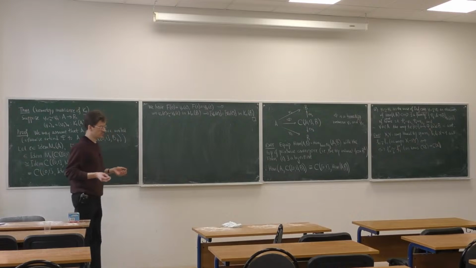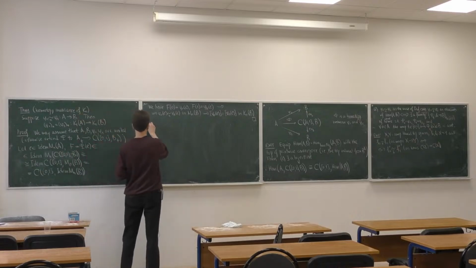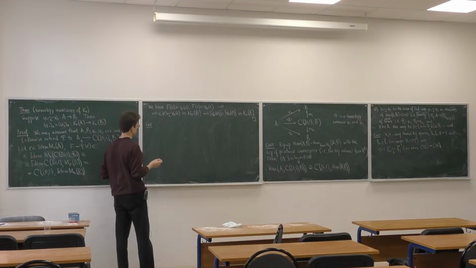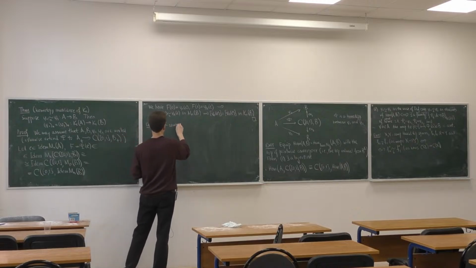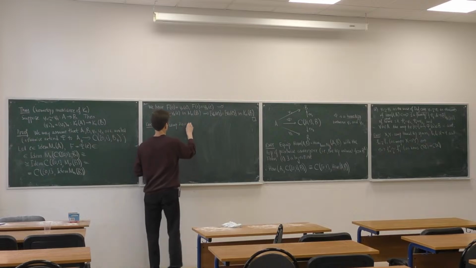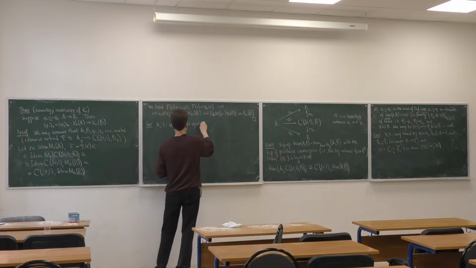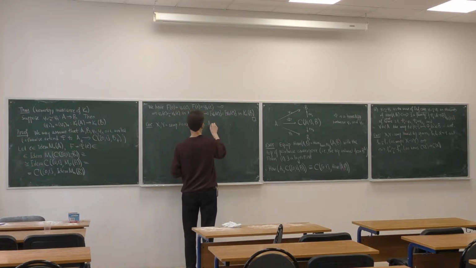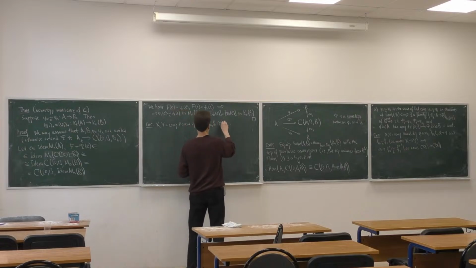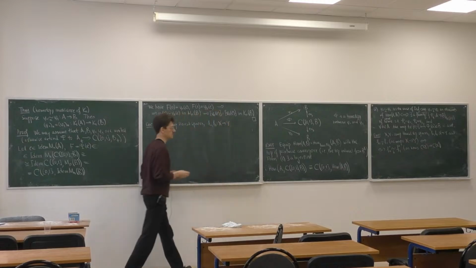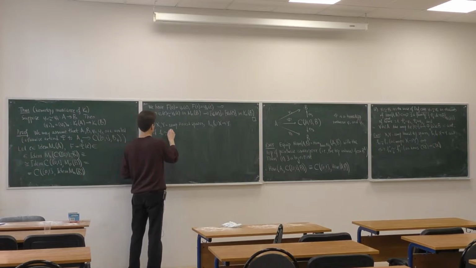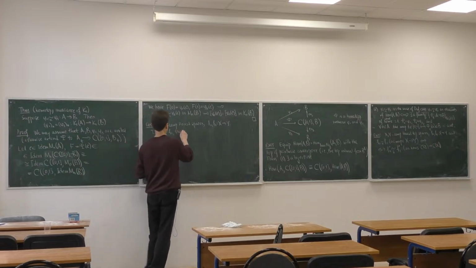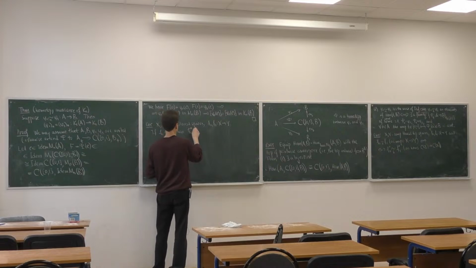As a simple corollary, we obtain the homotopy invariance of the topological K-theory. So if we have two compact Hausdorff topological spaces X and Y, and two continuous maps from X to Y, then if they are homotopic in the usual sense, then the induced homomorphisms between K0 groups are the same.